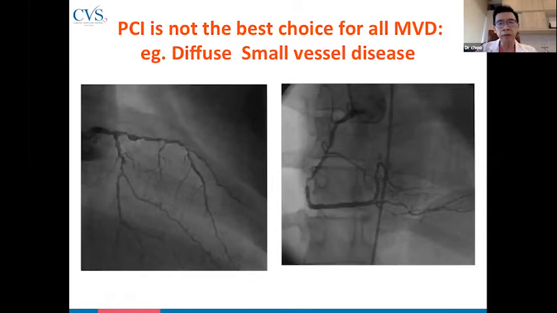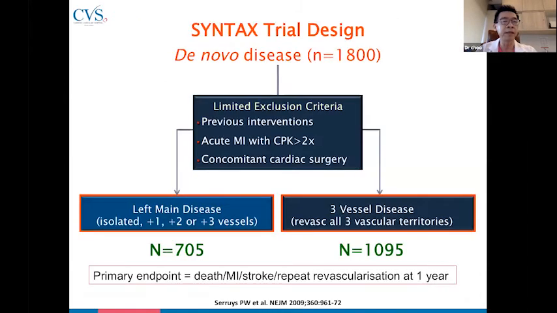We understand that not every patient is suitable for bypass or for angioplasty. For example, there are some patients with diffuse disease that there's no place that you can put a stent. You can't put it all over the place. And classically, you see that in diabetic patients. So let's briefly look at some data that guides us how to choose between PCI or bypass surgery.